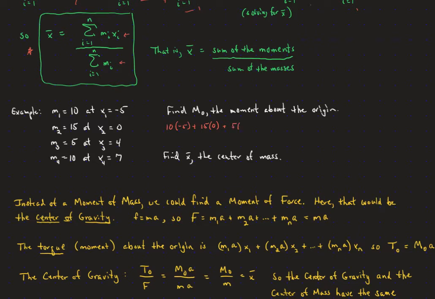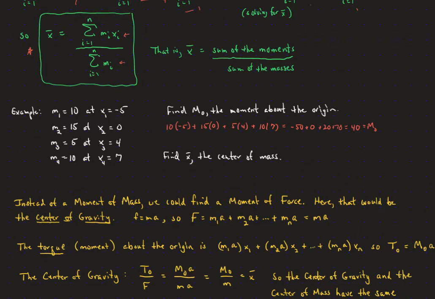Then we're going to get the third mass 5 times its distance, and the fourth mass 10 times its distance of 7. So that looks like -50, and then 0, and 20, and 70. So I guess that's going to be 40. So that is our moment about the origin. That's our M sub 0. That's my left hand getting in the way again.